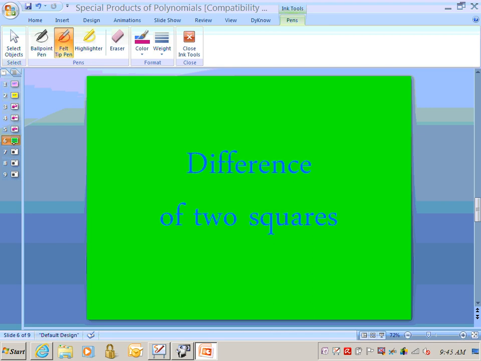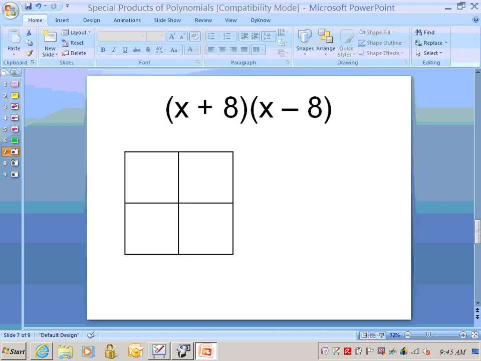Okay, first problem I want you to write down. Does everybody see why it's called a difference? Okay, these are all going to be the same way. If this is x plus 8, this is going to be x minus 8. If it was 2x plus 8, this would be 2x minus 8. The only thing that's going to be different is that plus or minus sign in the middle.